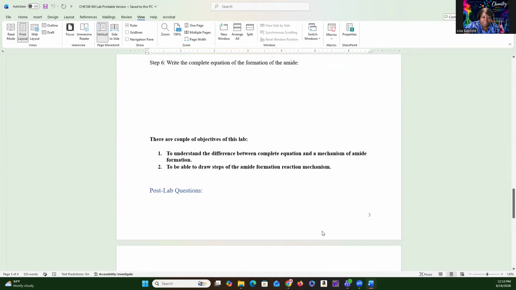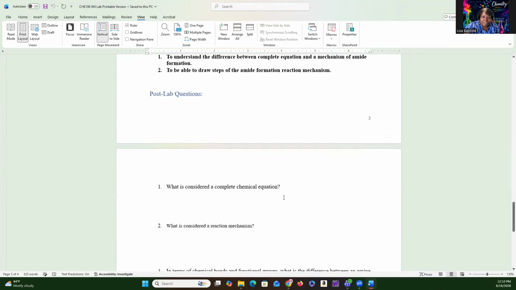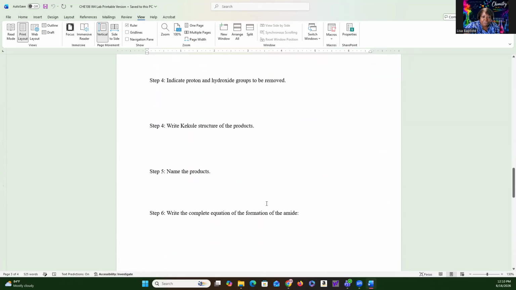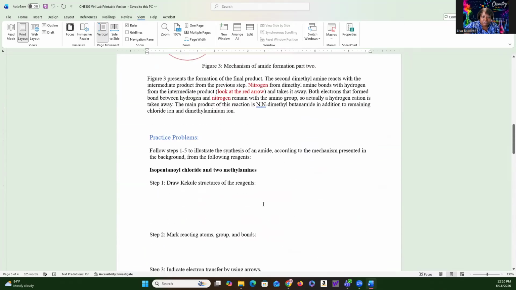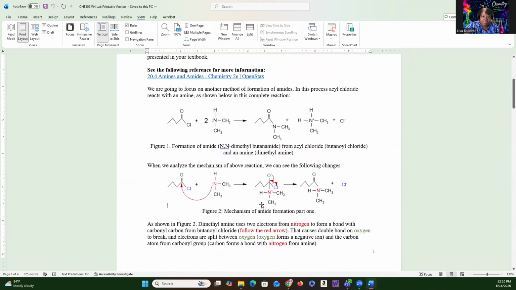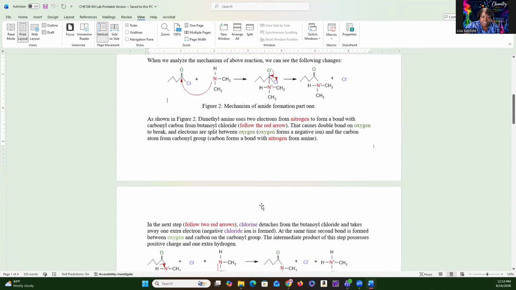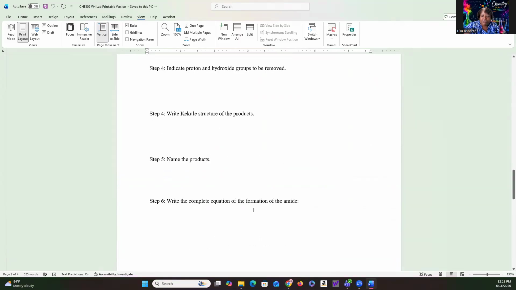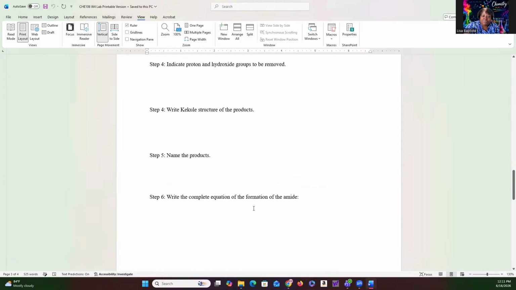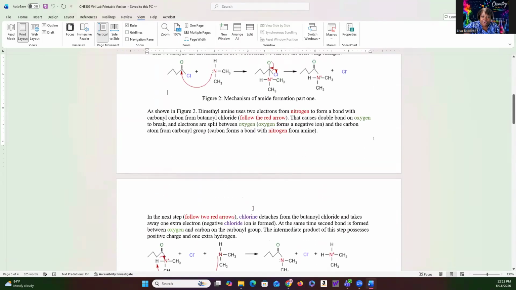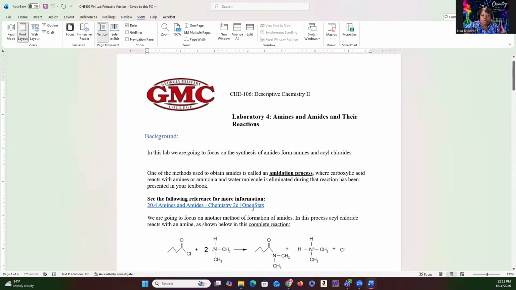So you're going to do that, and then you're going to do your post-lab questions, all right? So you are doing just one structure for this particular lab. You're only doing one structure, which is your amide, all right? But if you have questions, you're going to let me know, all right? Because you want to make sure that you understand the synthesis for your amide before you take your midterm exam, all right?